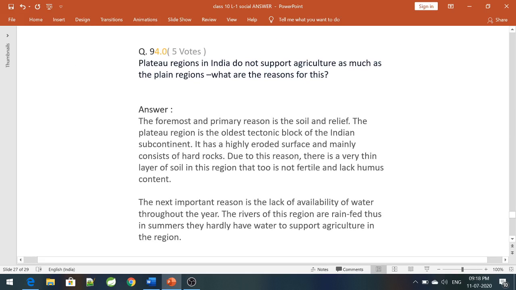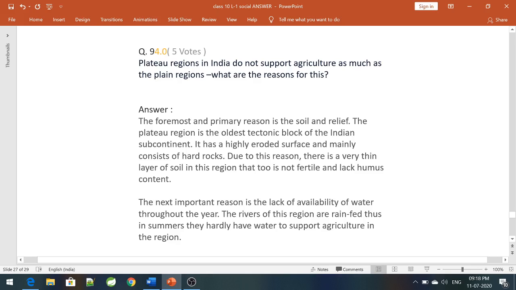This is the ninth. Plateau regions in India do not support agriculture as much as the plain region. What are the reasons for this? So these are the reasons. The foremost and primary reason is the soil and relief. It is the oldest tectonic block of the Indian subcontinent. Due to this reason, there is a very thin layer of soil in this region. That too is not fertile and lacks humus content.